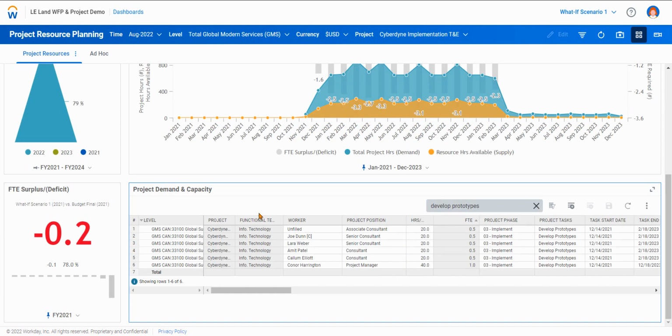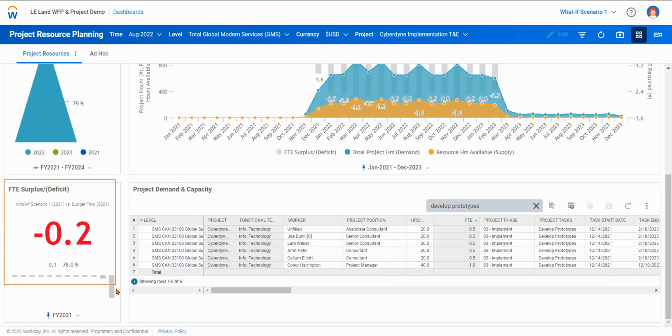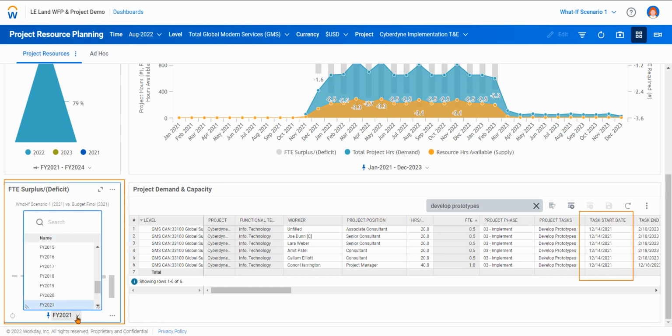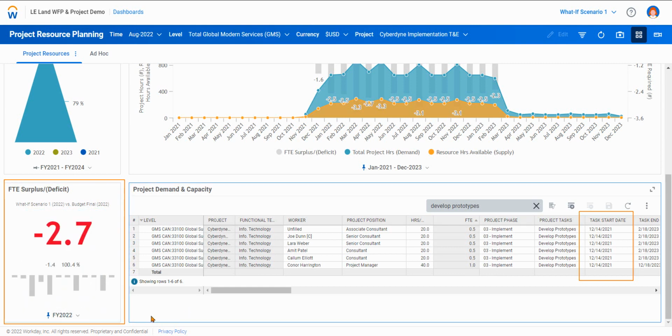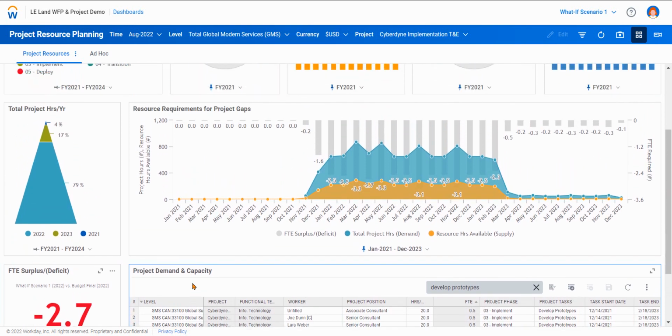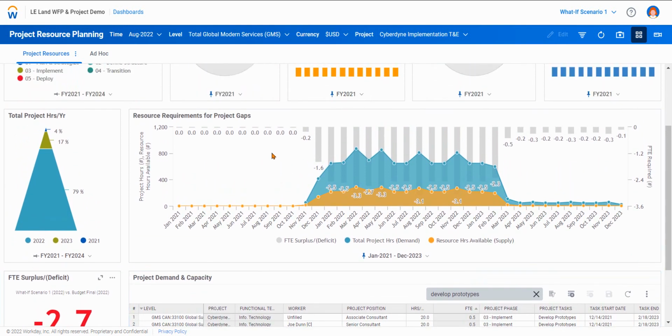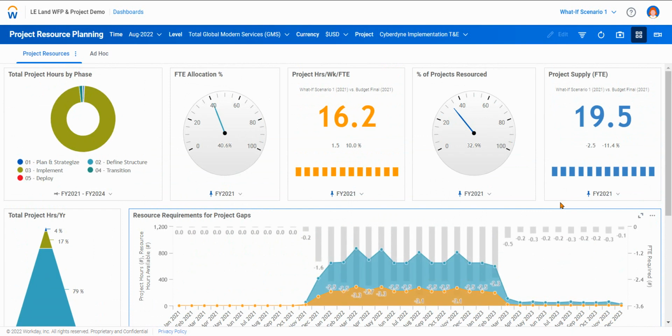For the current year, there is no significant impact as the develop prototype task begins on December 14th. However, in the subsequent year, there will be a project resource supply deficit. We can also see the gap between total project demand and resource supply increase. And last but certainly not least, we can assess the impact on our project resource KPI metrics.